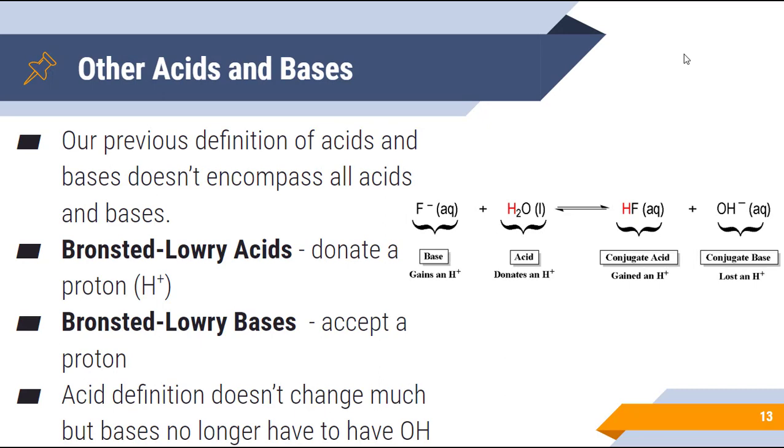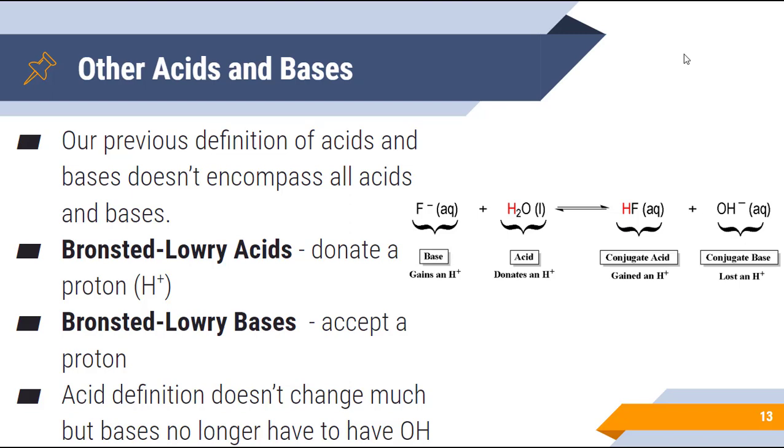So let's redefine our definition of acid and base. Our previous definition didn't encompass all acids and bases. It includes a lot of them, but not all of them. So Bronsted-Lowry came up with a new idea on how we can identify acids and bases. Acids donate a proton, hydrogen, and Bronsted-Lowry bases accept them. The acid definition doesn't really change much, but bases no longer have to have OH.